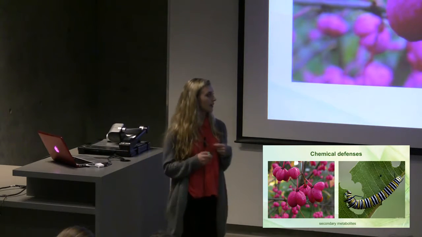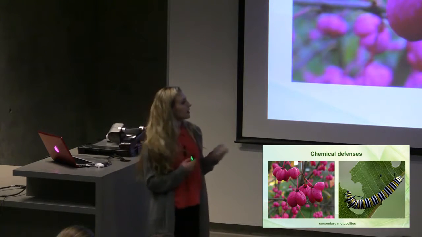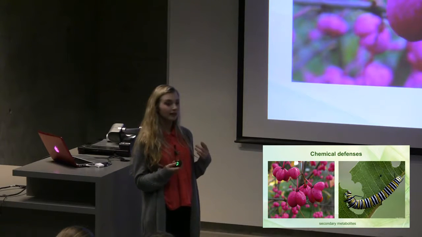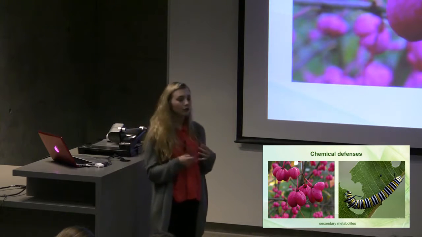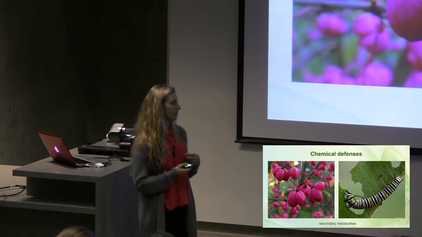On the right, we have a caterpillar eating a leaf. And if, for example, this leaf was poisonous and it had salicylic acid in it, when it is digested by the caterpillar, it will slow down the metabolism and actually stunt its growth and harm the caterpillar.